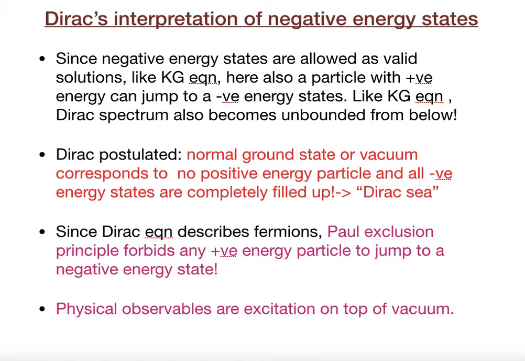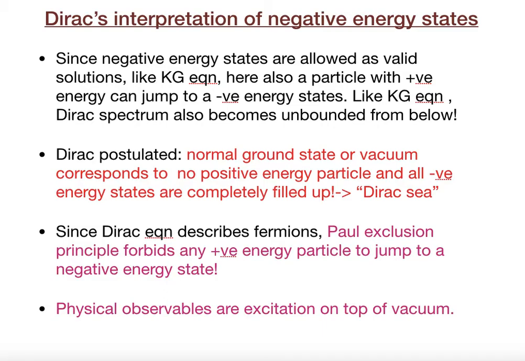But then why don't we see all these negative energy particles? Because all the observables that we see, whatever we measure, are excitations on top of the vacuum. We never measure the vacuum. We always measure what is happening on top of that. So there is no problem, because we cannot see them and we cannot measure them.